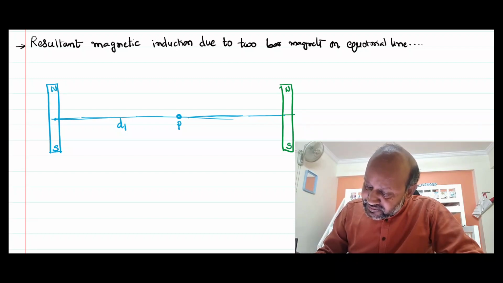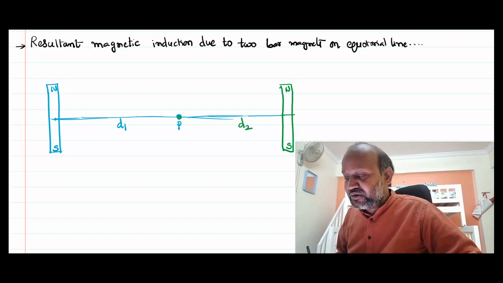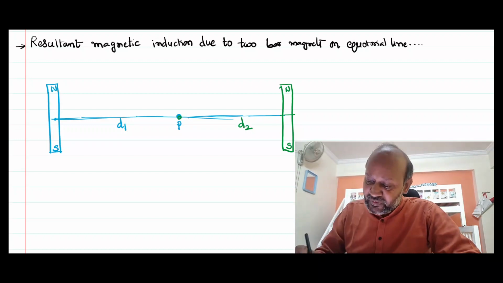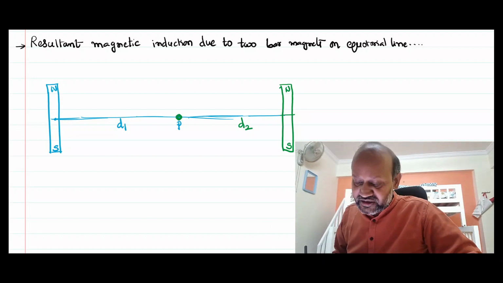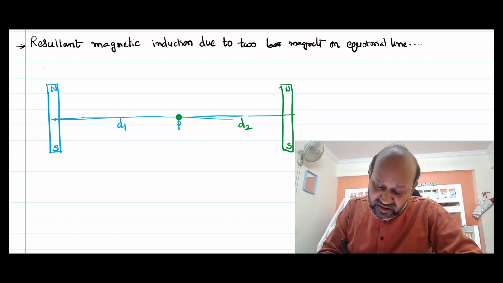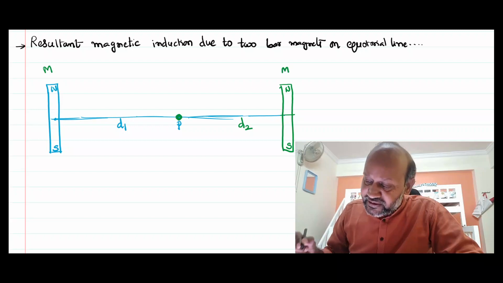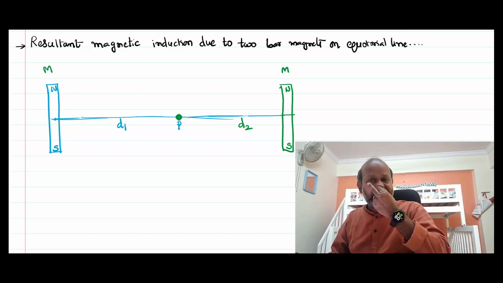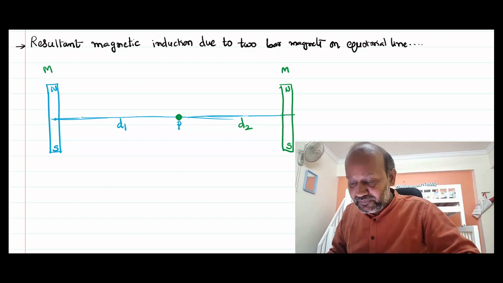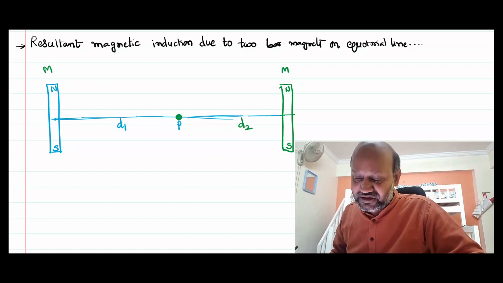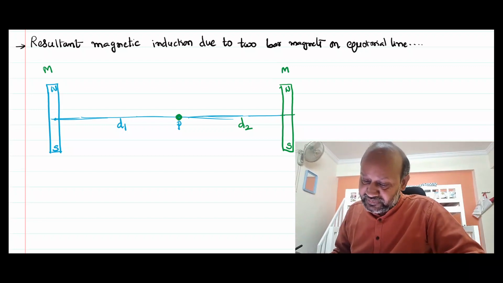And this point is again on the equatorial line of this magnet. Let that be at a distance d2 from the center of the magnet. Now, at this point, I want the magnetic induction due to both these magnets. I assume the magnets are identical in nature, therefore the magnetic moments are also the same. Right? Let us start solving the problem. That's the problem. You got the problem.